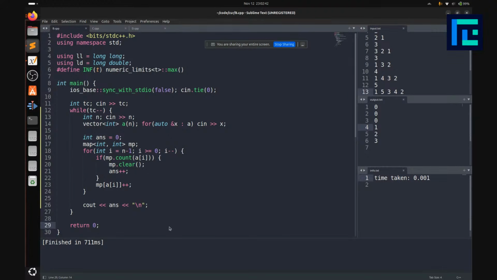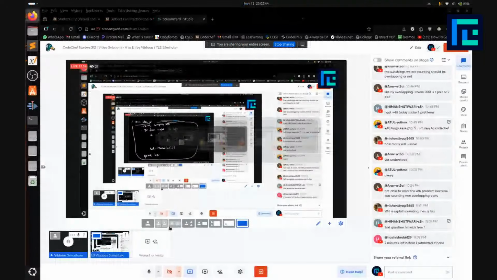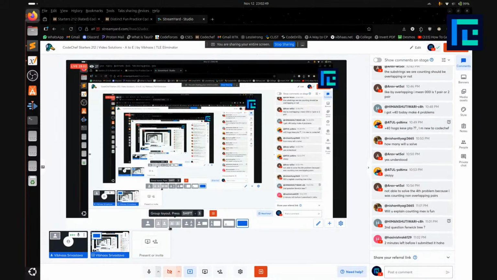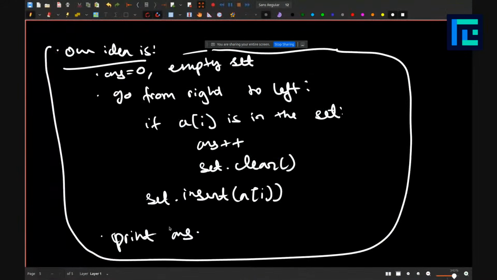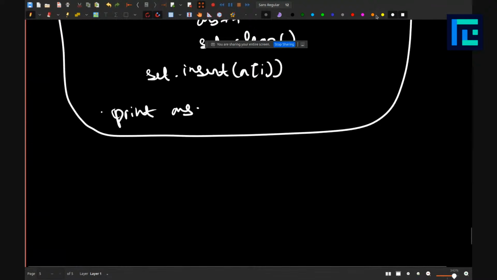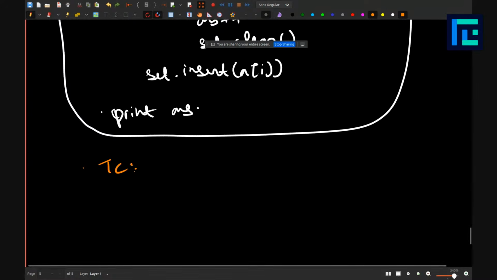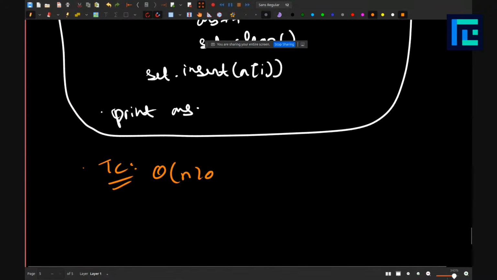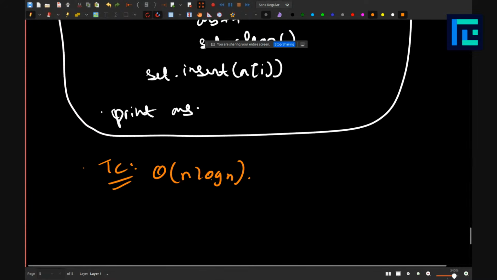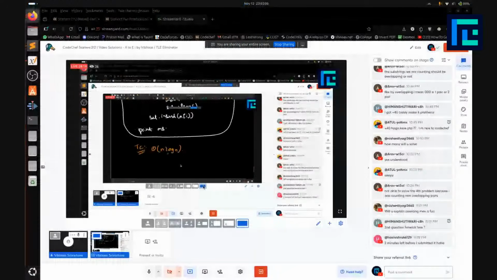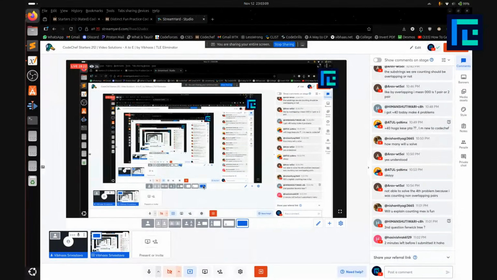So does this make sense, guys? Just quickly tell me in the chat if it makes sense, and then if it does, we'll move on to the next question. If you use unordered map, the time complexity will be big O of n. Since I'm using a map and it's an ordered data structure, the time complexity is big O of n log n. But that doesn't really matter. The n is fine for either solution. Right. Is this solution fine, guys? Any doubts?